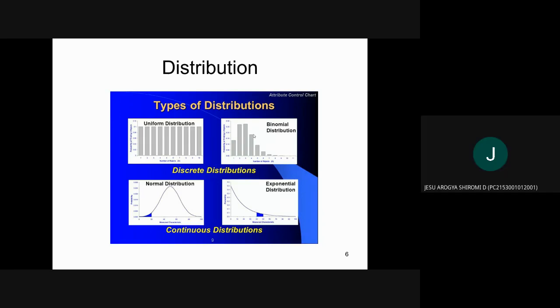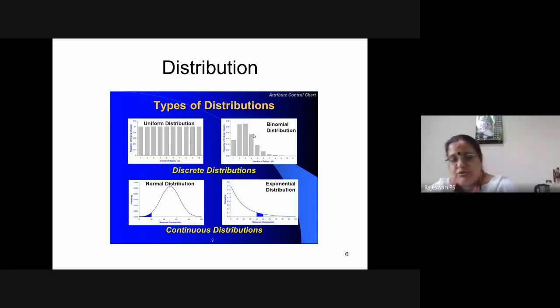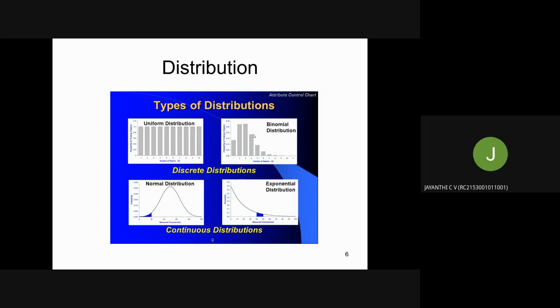Okay, ma'am. Thank you so much. So next one is exponential distribution. Ma'am, is there a rule also that when the size of the sample is large, normally the normal distribution will be part of it?